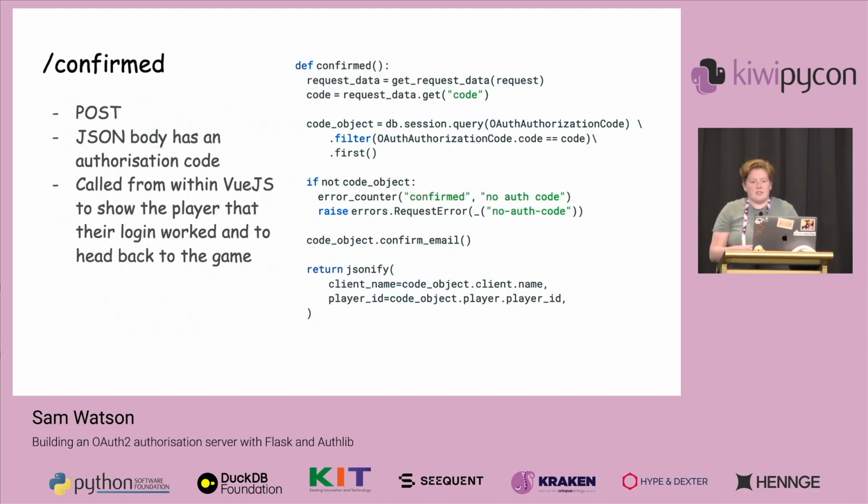So for the endpoint that does the work when the player gets redirected into Hawksbill, it's just called confirmed, and it's a post. The endpoint gets called as part of the Vue front-end JavaScript. When the OAuth/authorize returns the redirection, it tacks on that authorization code to the confirmed URL, and we use that code to confirm the player has done everything to check it's them logging in. And the post body for the request to confirmed is just the authorization code.